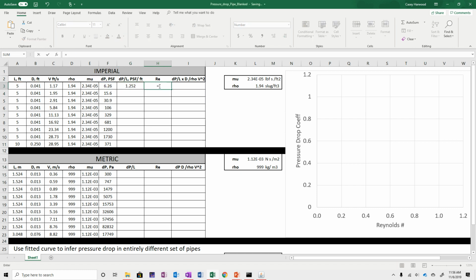The Reynolds number is equal to diameter times velocity times density over viscosity. And then this delta P over L times d over rho v squared is our other dimensionless variable. Get this guy times diameter divided by rho v squared.